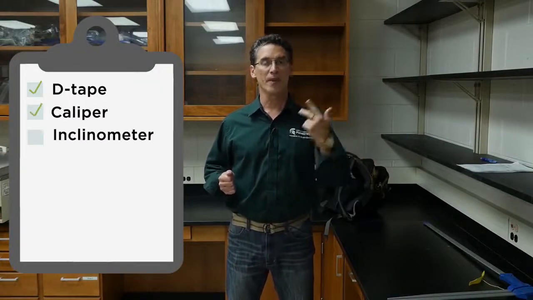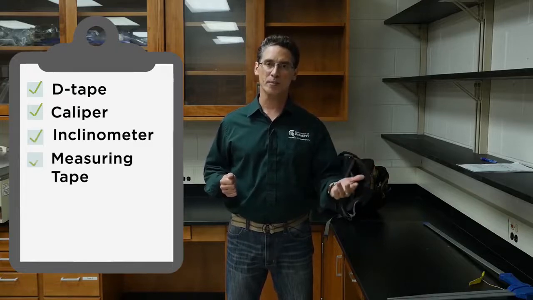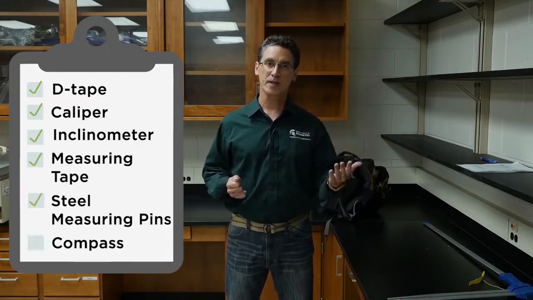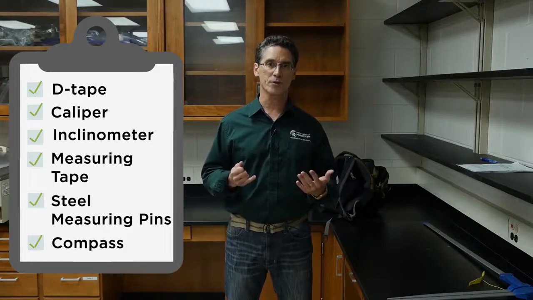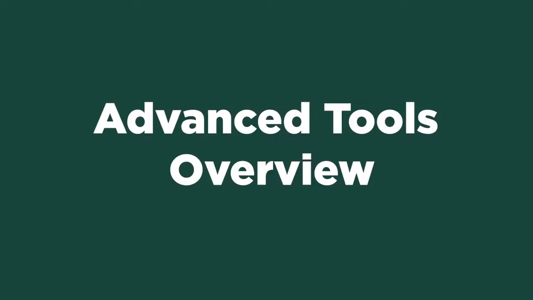Those 6 basic tools, the diameter tape, caliper, the inclinometer, the measuring tape, the steel measuring pins, and the compass, will enable us to do most jobs that we need to do in forestry. However, like in many fields, there's a wide range of technology that are improving what we do. Next, I'm going to go over a couple of advanced tools which have really improved the efficiency and accuracy at which we can do forestry work.